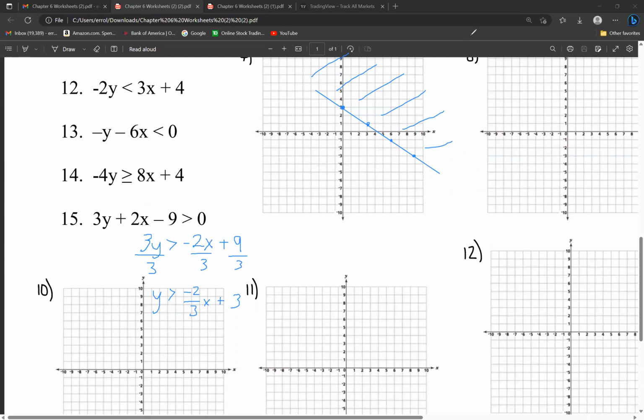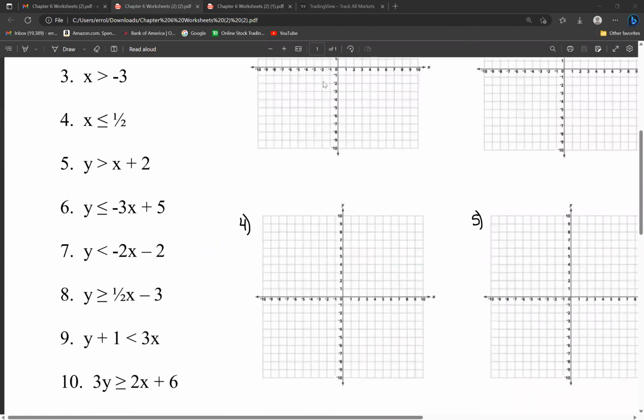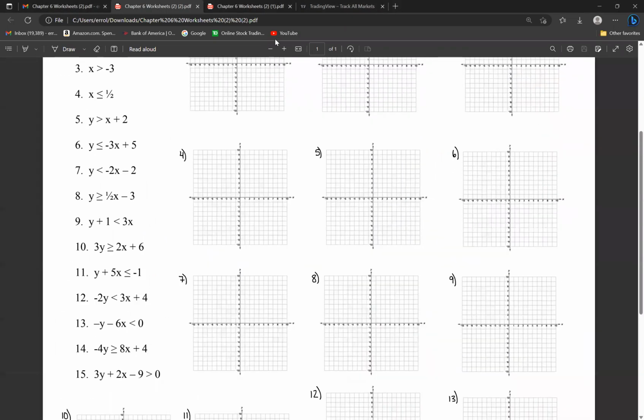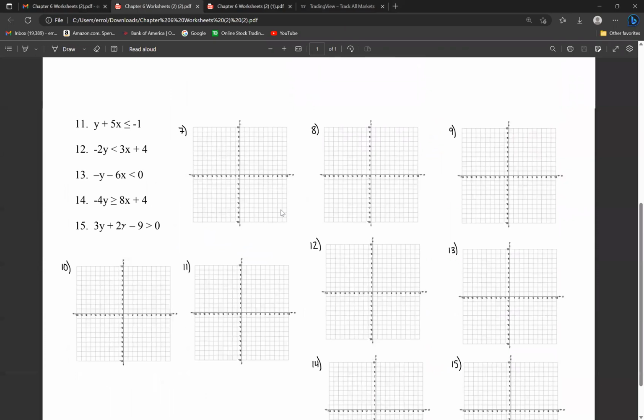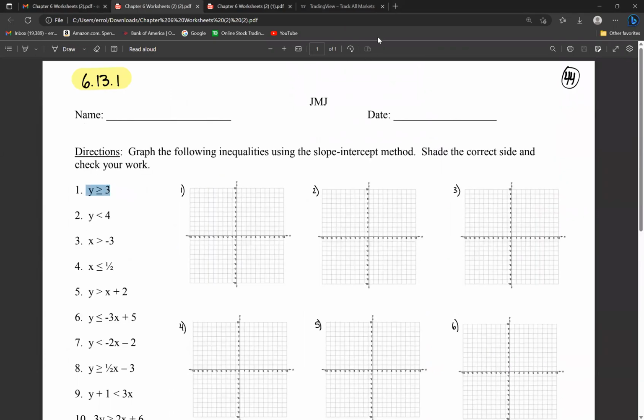So you good on this sheet? Yeah. All right. Any questions on this sheet? No. All right. So we went over all 15 of these. You want to take a look at the other one? Sure. All right. Let's go to the other one. All right. Let's look at... no, not that one. This one. All right. Let's download that.